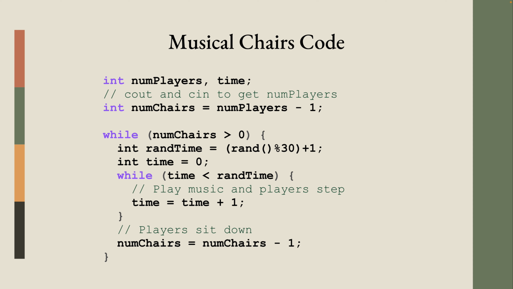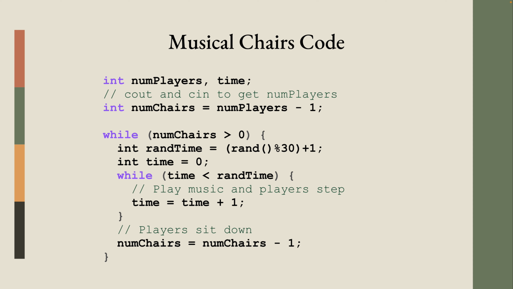Right? If you had 30 divided by 30, that's remainder 0. 31 divided by 30, remainder 1. 59, remainder of 29. 60 is just 0. So this line will give us any number between 1 and 30.